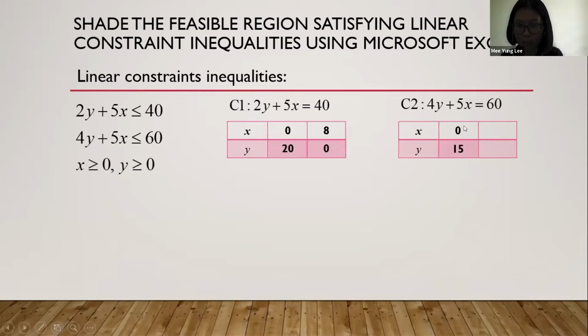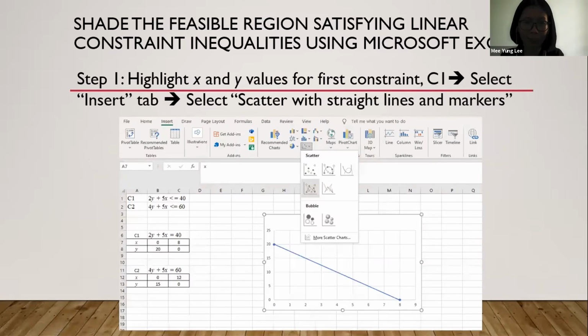Okay, so when x equal to 0, I have y equal to 15. And when y is equal to 0, I have x equal to 12. Okay, so we'll be using the y-intercept and x-intercept for drawing these two lines. So what we can do for drawing the first constraint line is highlight the x and y value for the first constraint, which I have prepared for you. You can get it from the worksheet practice.